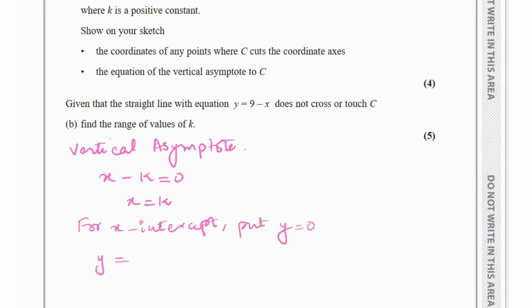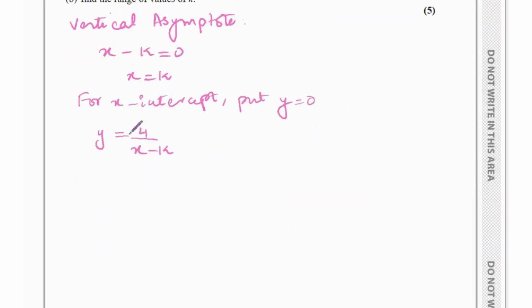So y is 4 over x minus k. So when we put 0 equals 4 over x minus k, when you cross multiply, x is getting cancelled out. And we're trying to find the x-intercept. So since x is getting cancelled, that means there is no x-intercept when y is 0. So no x-intercept.